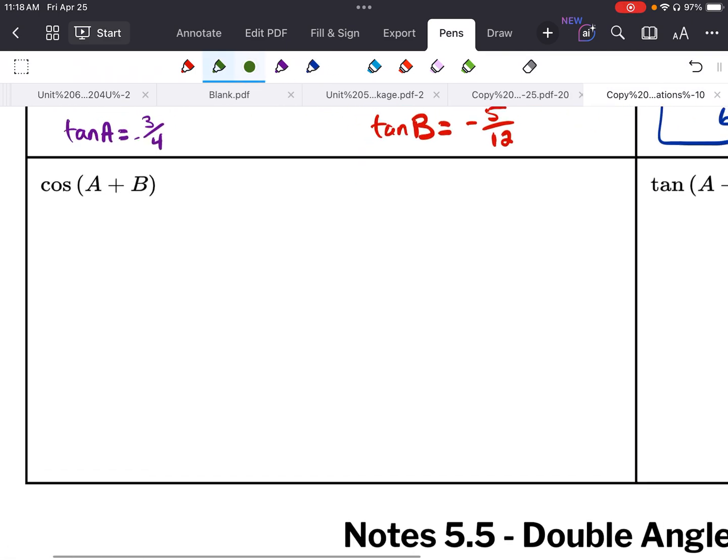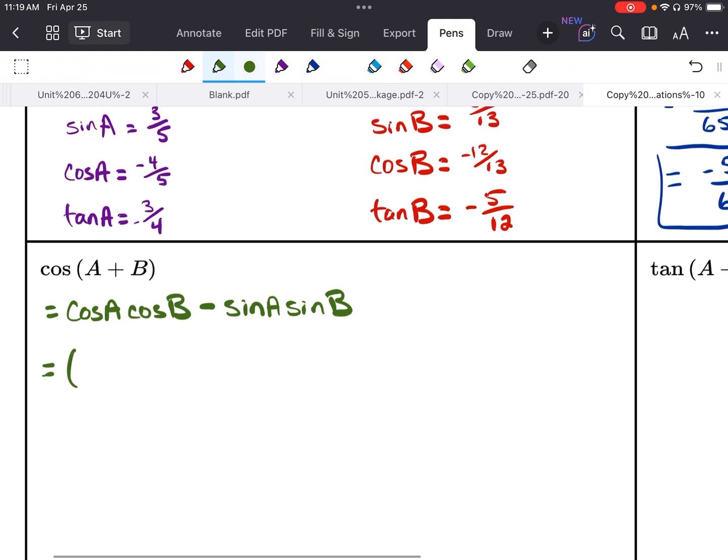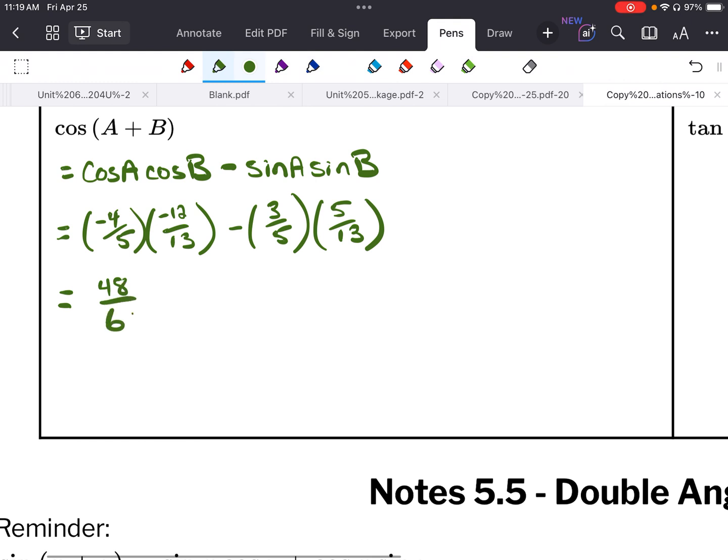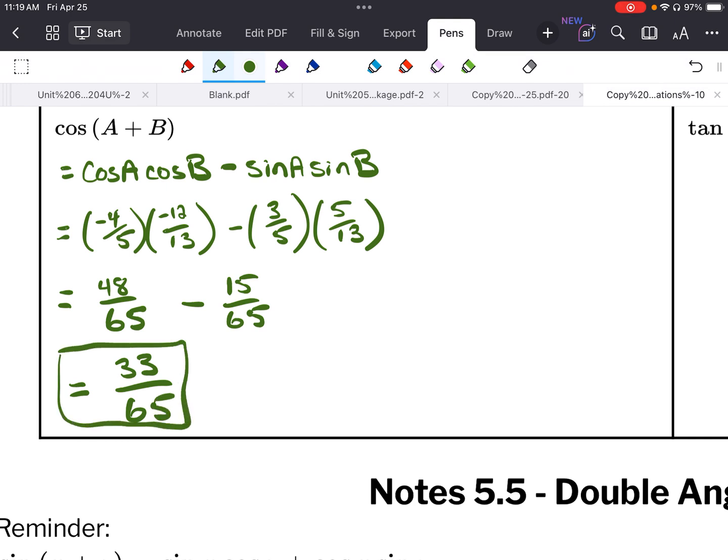Okay, moving on to cos A plus B. And cos A plus B has an angle formula of cos A times cos B minus sine A times sine B. All right, so we fill these in with our fractions, negative 4 over 5 times negative 12 over 13 minus 3 over 5 times 5 over 13. Okay, so we get 48 over 65, take away 15 over 65, which gives us 33 over 65. Can't reduce any further.